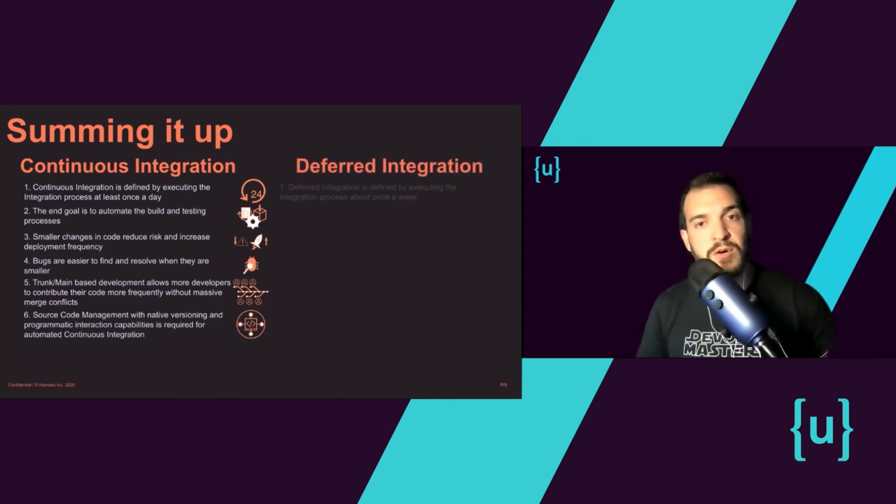Now with deferred integration, it's defined by executing the integration process about once a week. And think of the integration process as that larger loop where I'm pulling down the mainline code and working locally off of that mainline code that I've pulled down. I'm really pulling that mainline code maybe once a week. And then once I've pulled that down, then I can run through the rest of that production level integration process as a result, right? So I'm doing that about once a week.